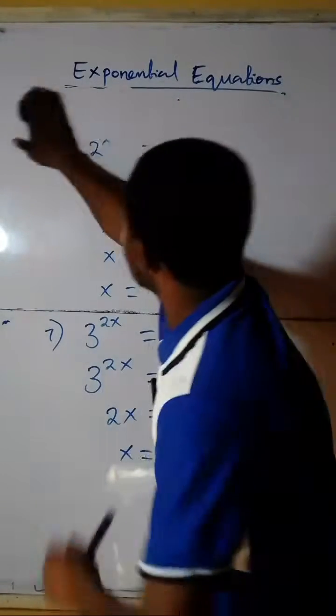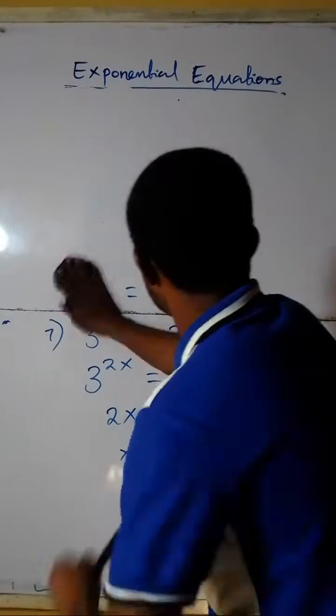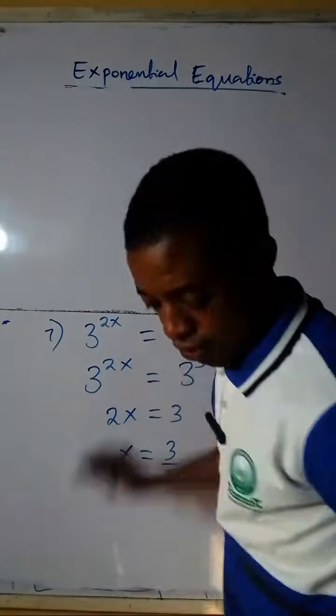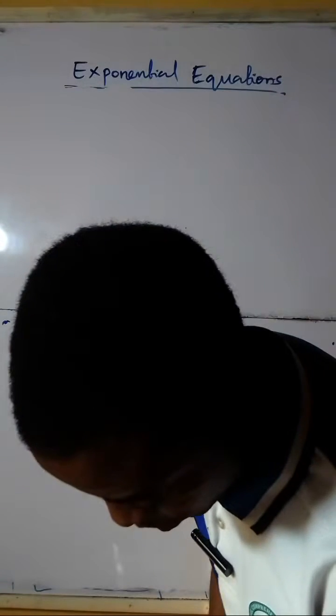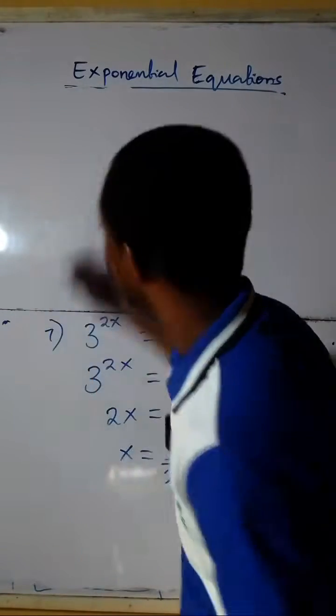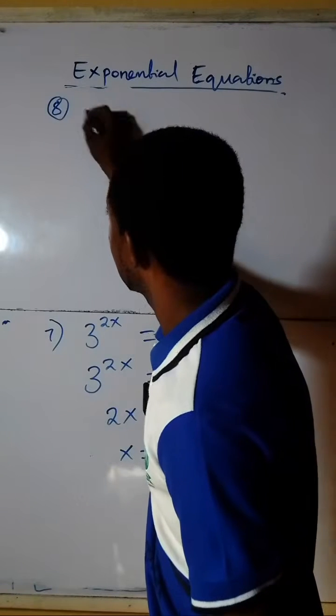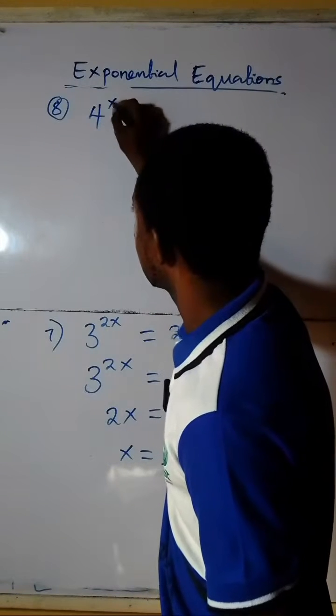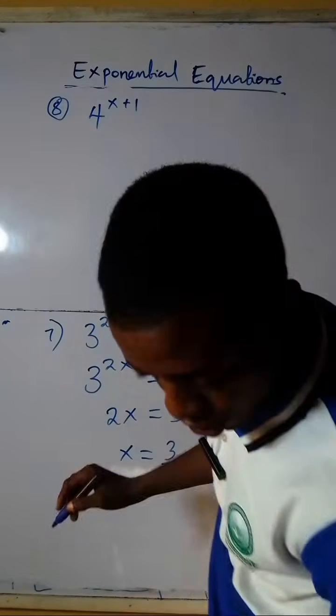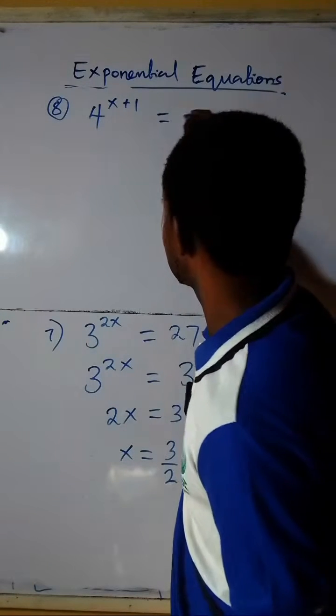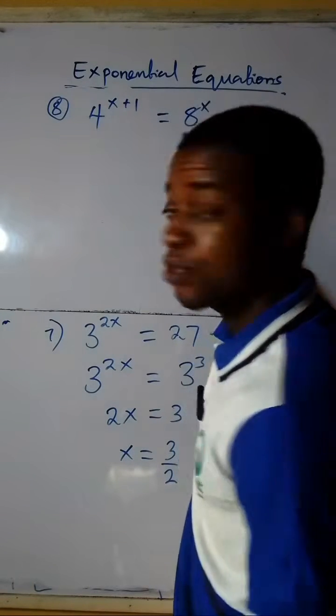Now let's look at this as number 8. Let's solve this, which is 4 raised to power x plus 1 equals 8 raised to power x.